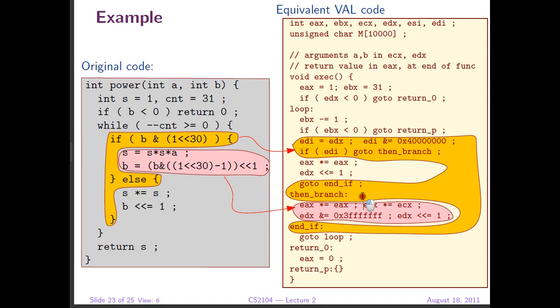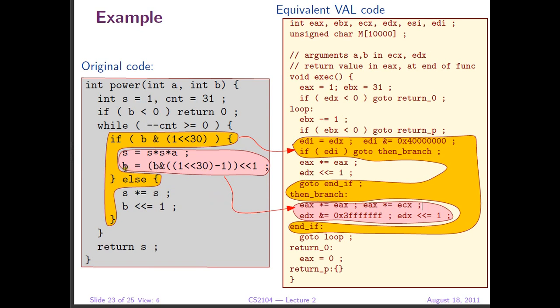So then the pink code will be the then branch. Let's see what happens in there. Well, again, this is something that has too many operations, so we have to convert it into a sequence of instructions. So we're going to perform EAX star equal EAX. So this is S equals S square. And then the result of that we multiply further by A, which is ECX, right? So after this instruction, S contains the correct value.